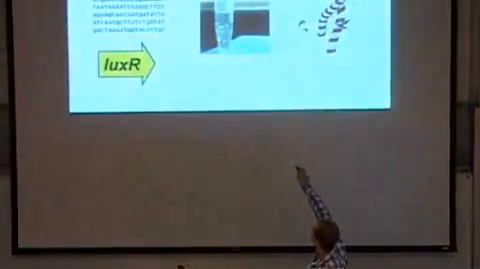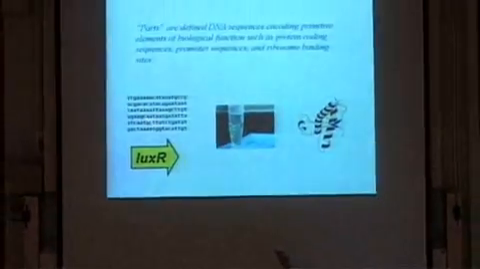I'll just stand here. All right, so the basic concept of a part. Parts are defined as DNA sequences encoding primitive elements of biological functions, such as protein coding sequences, promoter sequences, and ribosome binding sites. So there's several objects on this page. Which one is the part? Is it the protein, the DNA that's encoding the protein, or the sequence that is within the DNA?